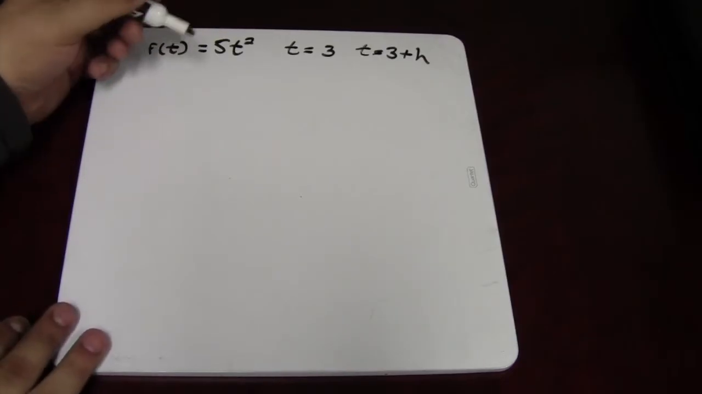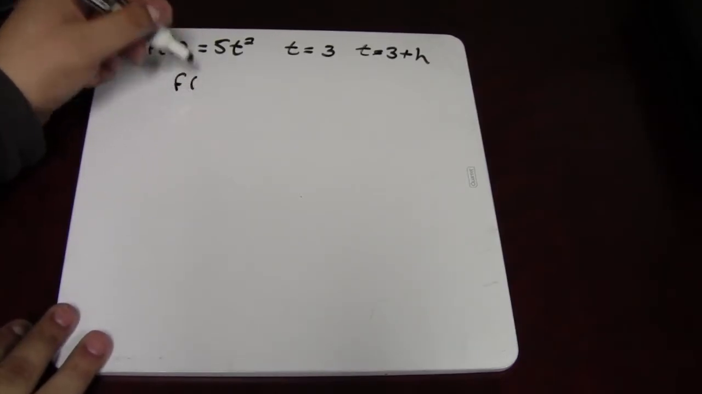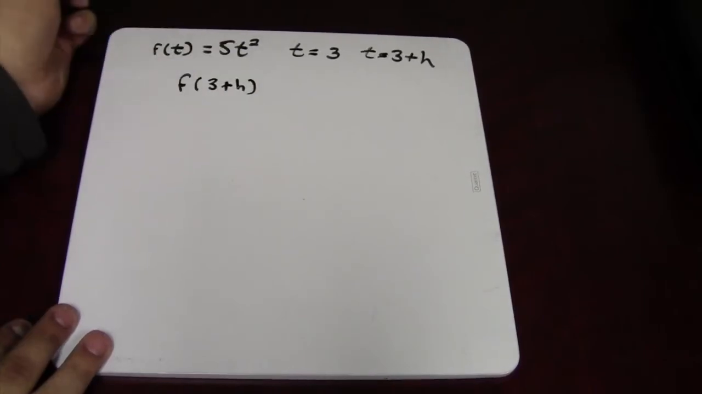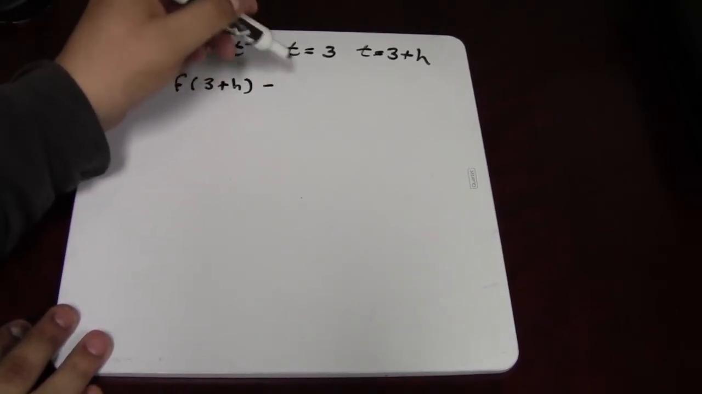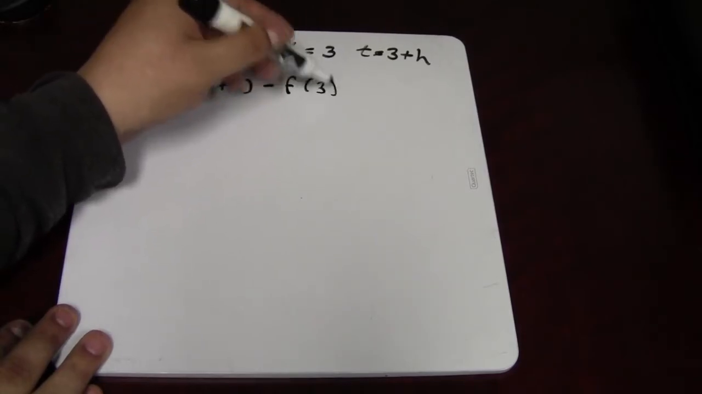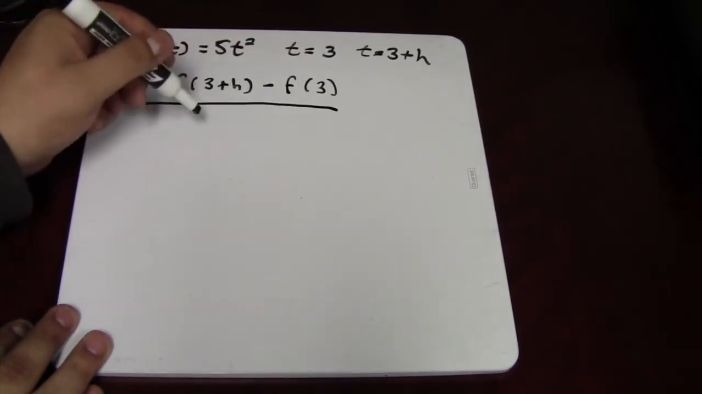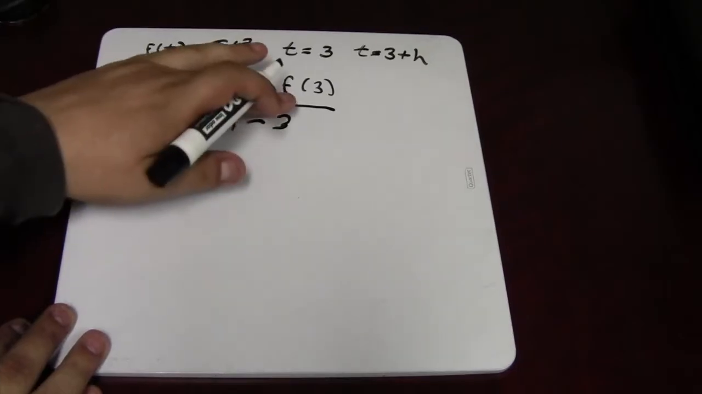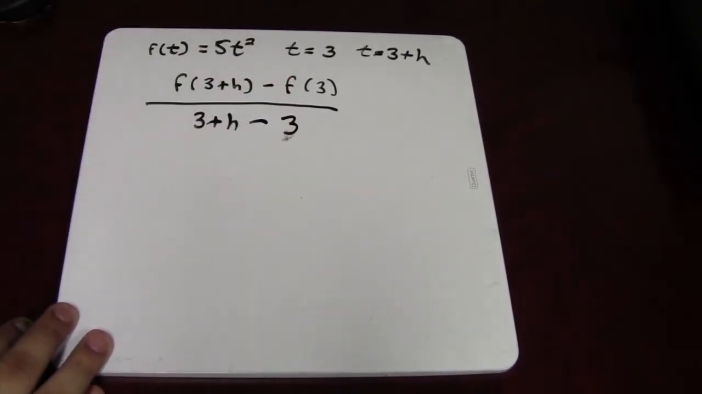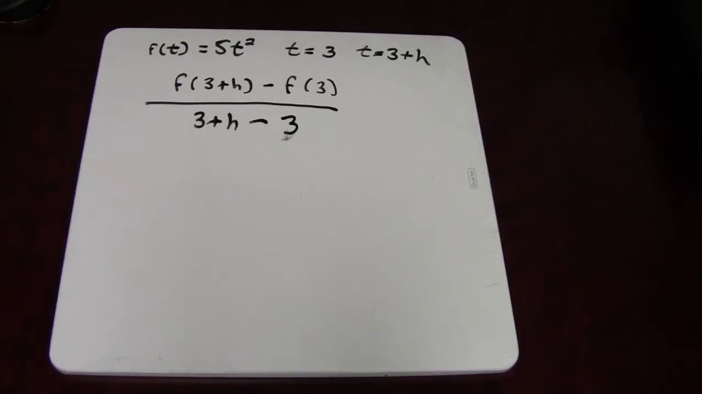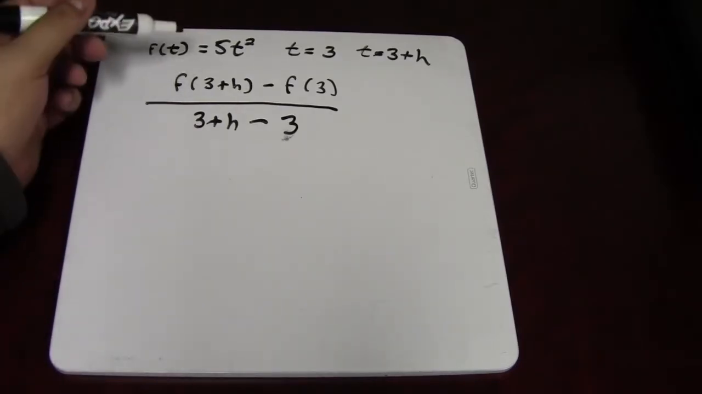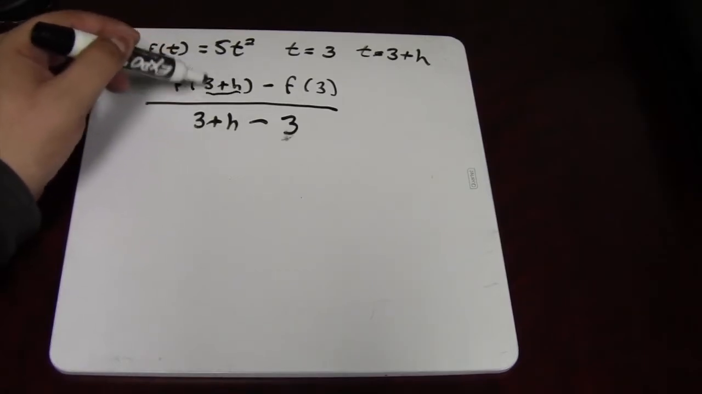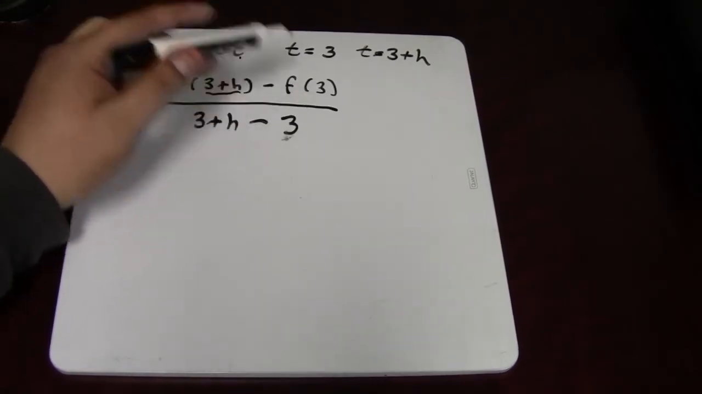So to start with, I can say that this is f of b minus f of a all over b minus a. So we got f of 3 plus h minus f of 3 over 3 plus h minus 3. Now, this problem's a little bit lengthy, so let's go on. What we need to do is plug in what we see here for the t, in both cases.